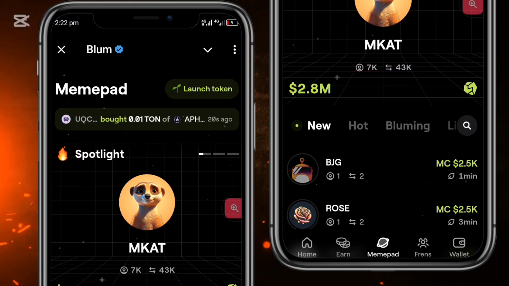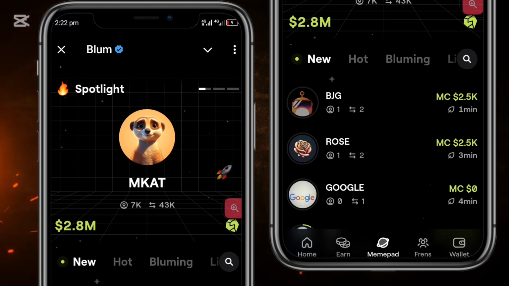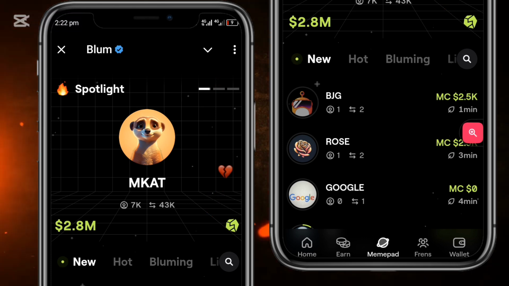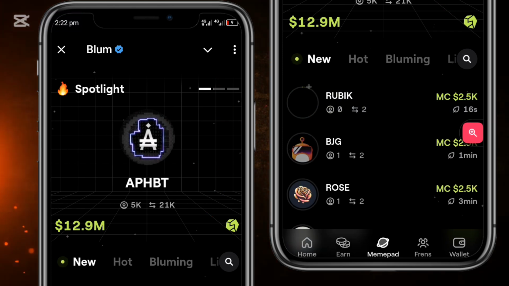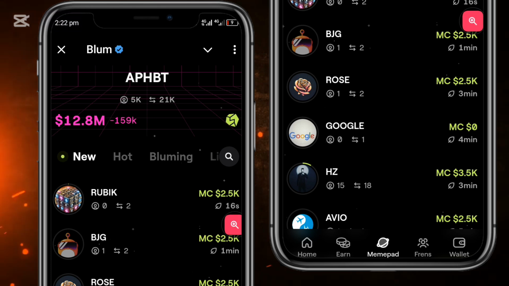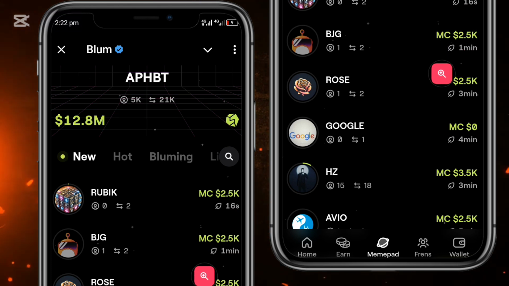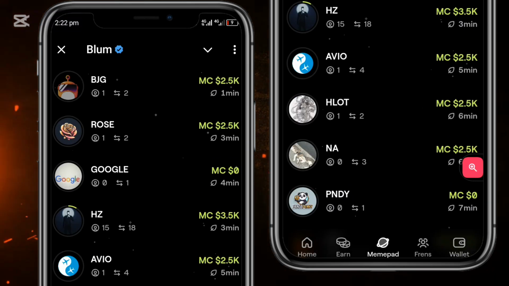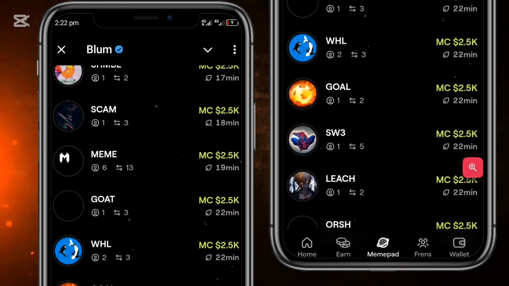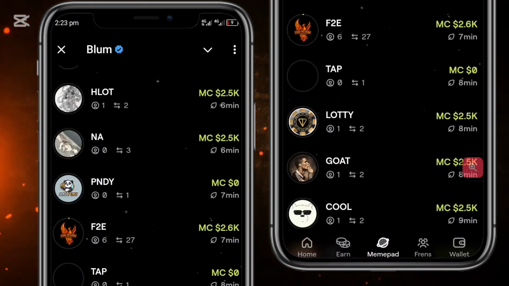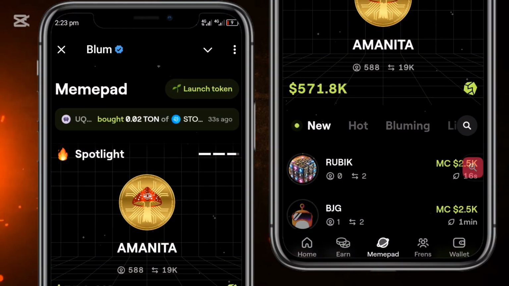Now, the first thing I want to show you is that when you come to the interface, you will see New right here. This New implies the new coins that are being created every minute, every second, every day. If you scroll right here, you're going to see 16 seconds. That means this coin was launched just 16 seconds ago. This one was launched 1 minute ago. This one was launched 3 minutes ago, 4 minutes ago, and so on and so forth. So you can see that every hour, every minute, every second, meme coins are being created on the Blum Memepad.